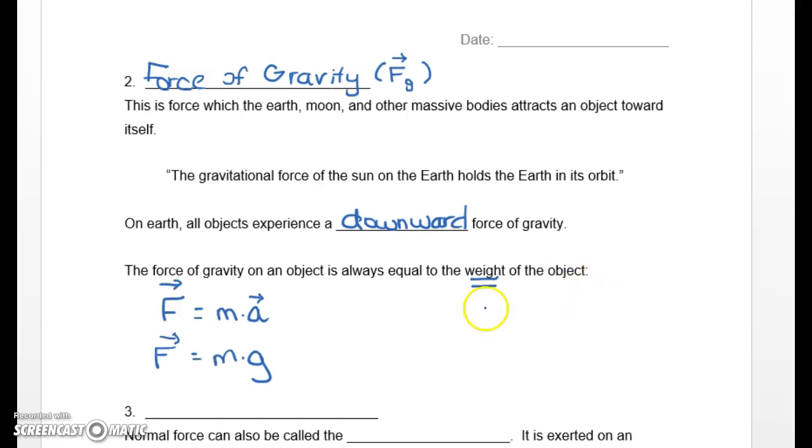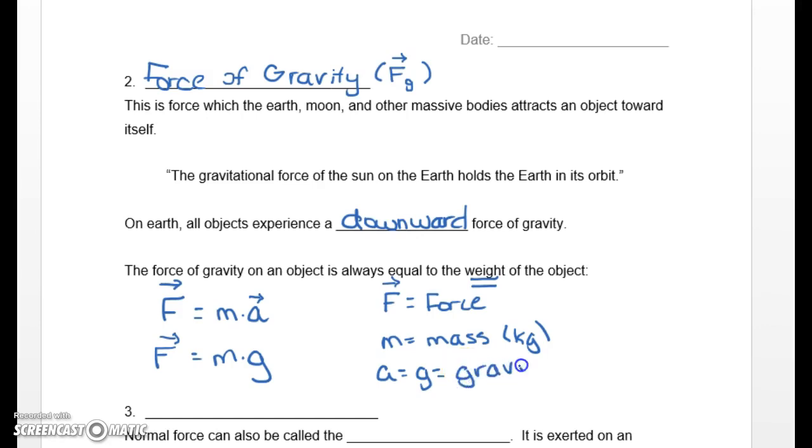First, I'm going to write down what each of our variables means. Capital F with an arrow over it is your force. M stands for your mass, and if you remember what we said on the previous page about our units, this should be in kilograms. Then the acceleration, or the gravity, g, should be in meters per second squared. And if we're talking about direction, it should be down.